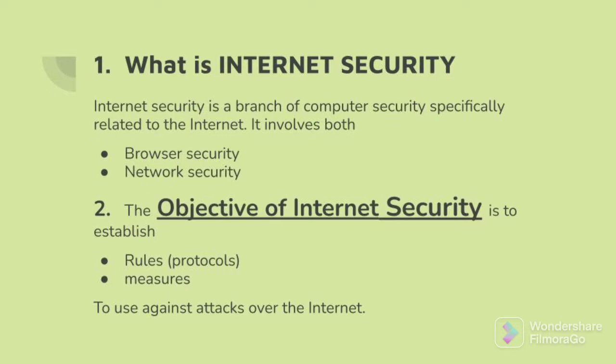So let us learn what are the objectives of the internet security. The objective of the internet security is to establish rules, that is, protocols. Protocols are the set of rules that we should follow to communicate over the internet, right? So the objective of the internet security involves establishing such protocols. Next one is the measures. Measures are the set of actions that we should take against the attacks over the internet.